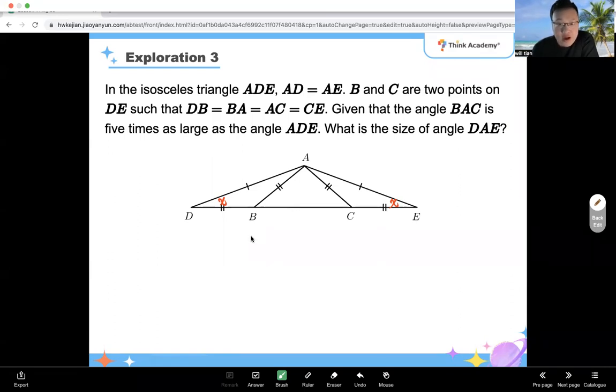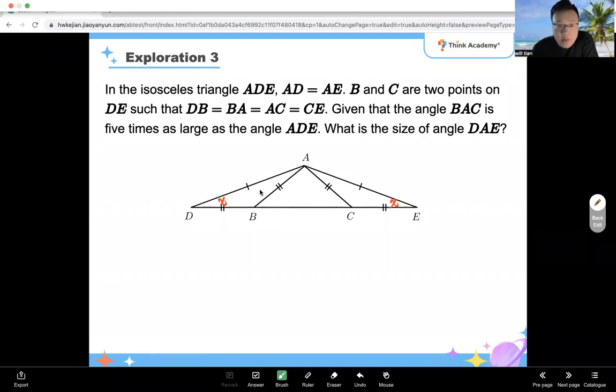Actually, you do have 4 isosceles triangles, right? The largest one, ADE itself, is just the isosceles triangle. ABD is an isosceles triangle because AB equals BD. ACE is also an isosceles triangle because AC equals CE. And we do have one more, ABC right here. This is also an isosceles triangle.